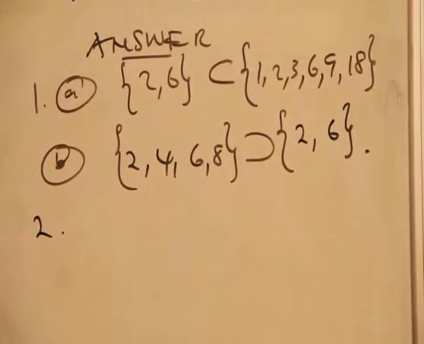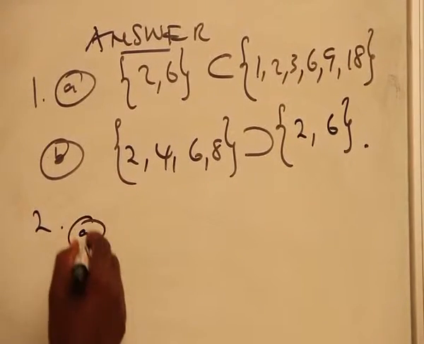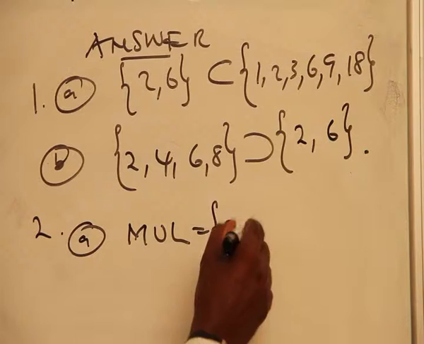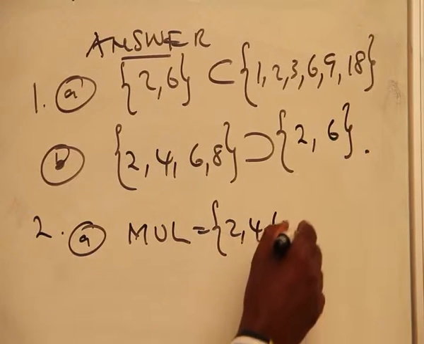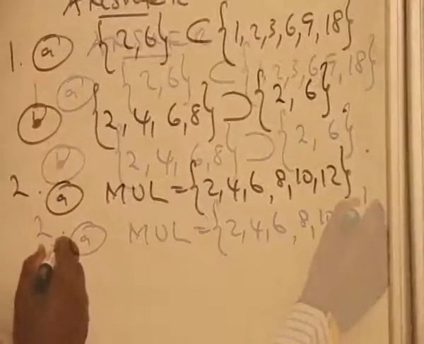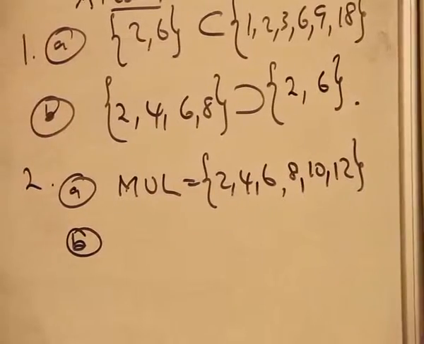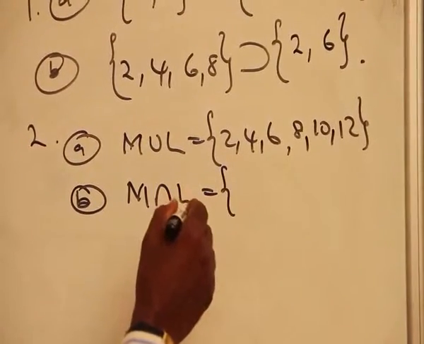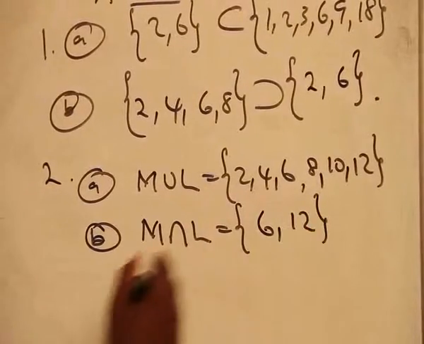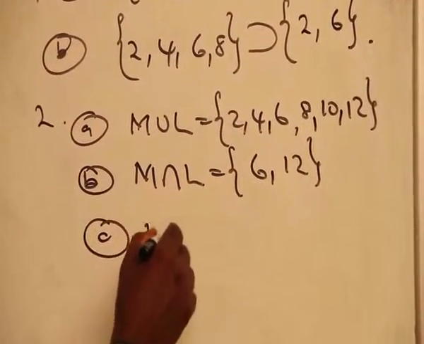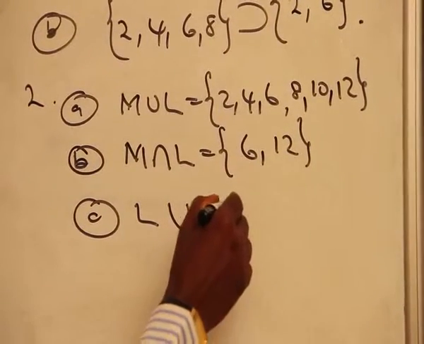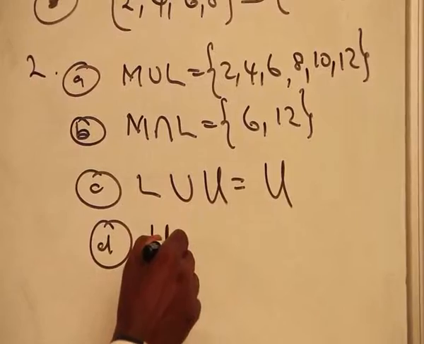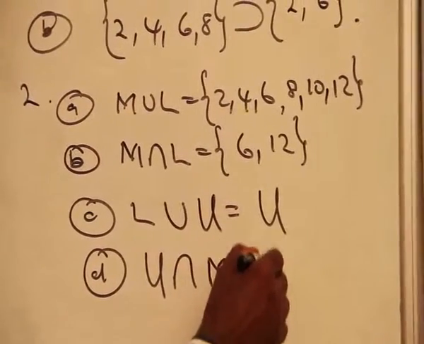Number 2, we have our A, N union L is equal to {2, 4, 6, 8, 10, 12}. B, we have M intersection L is equal to {6, 12}. C, L union universal set is equal to universal set. D, universal set intersection M is equal to M.